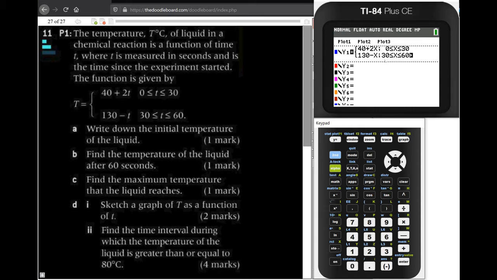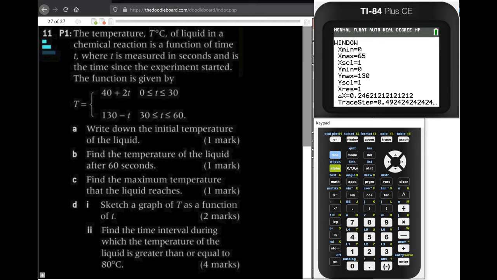Okay, so now my function is entered. What I should probably do now is sort out my window. I'm going to set my x min to be 0 and my x max to be 65. We can see here that the minimum x is 0 and the end is 60, so I've just gone a little bit bigger to go up to 65. Then for my y min, this is all going to be positive because it's a temperature, so y min is 0 and then my y max is 130. I've set that because we've got 130 in the function here. Then I'm going to press graph. And I can see my function comes up like this, meets a maximum, then comes down there. So now I've got my function in my calculator.